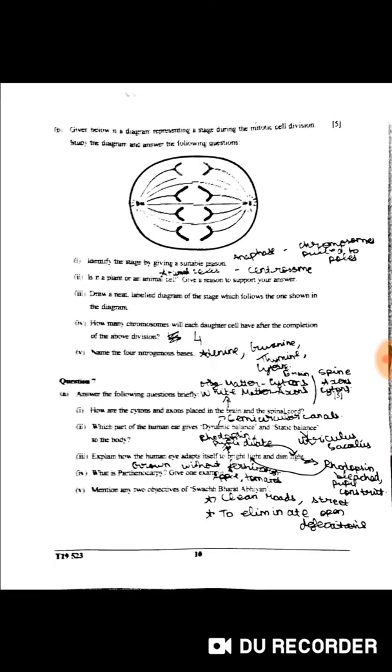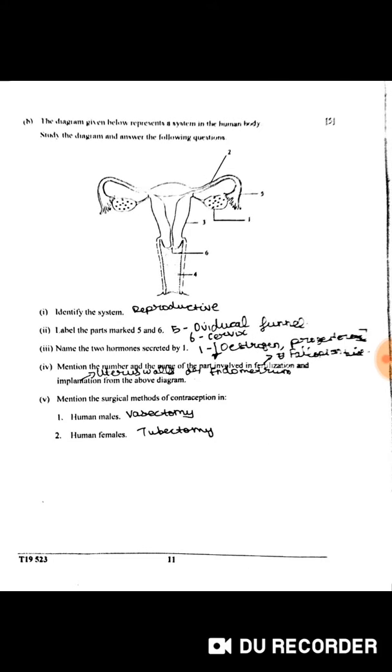And now it's B. The first one, the system is reproductive system. Label the parts 5 and 6. Part 5 is oviducal funnel, and part 6 is cervix. Name the hormones secreted by one. The hormones are estrogen and progesterone.